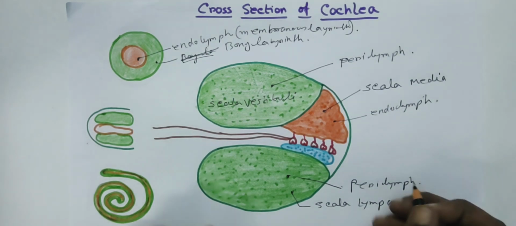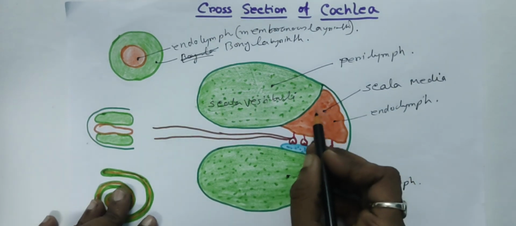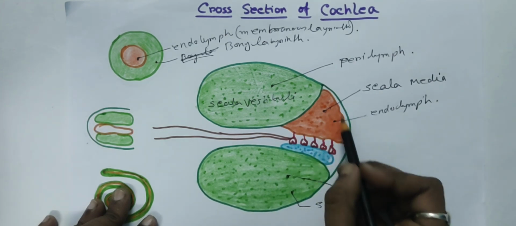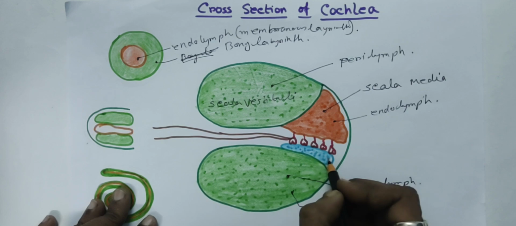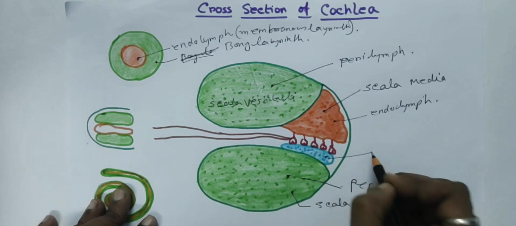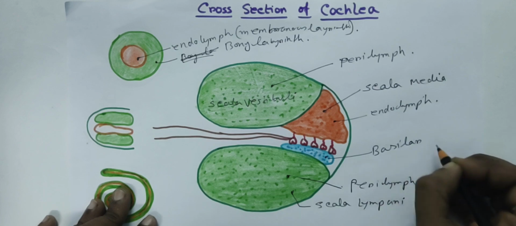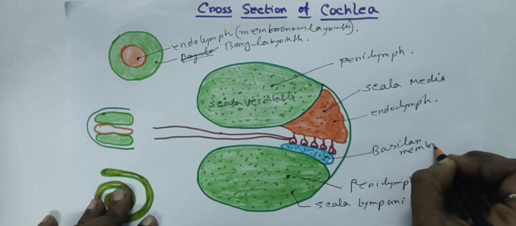Okay. So on the base of this part, the scala media, there is a membrane. This is called the basilar membrane.